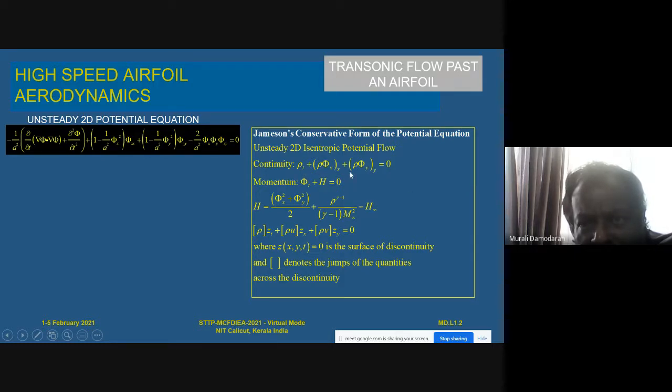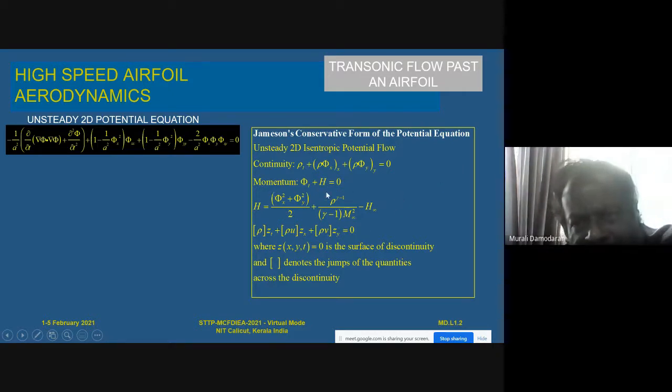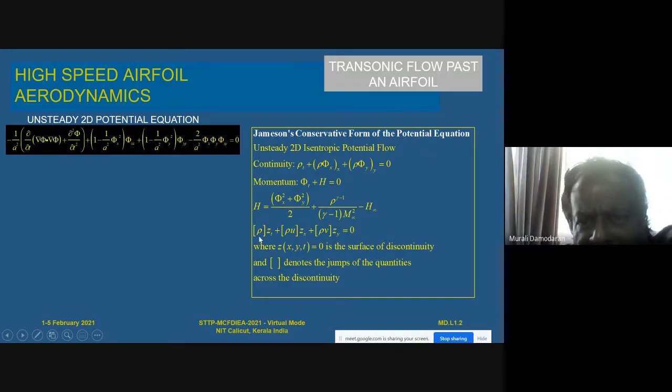That is, he writes the continuity as follows. This is basically the U and V, you can write phi x, and the momentum will become this. For the isentropic flow, the enthalpy remains constant, so H is basically this. And this is the jump conditions across a discontinuity. So that's what he did.